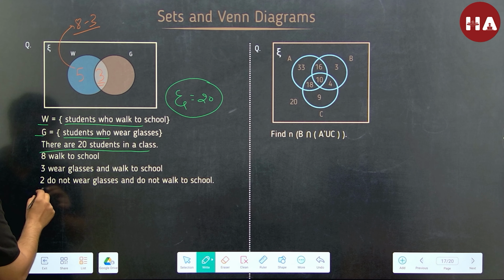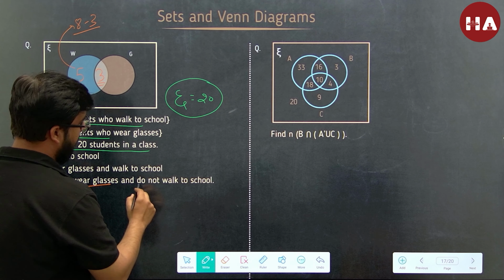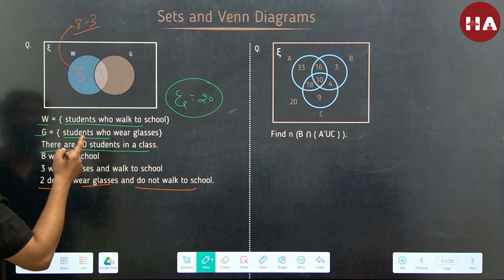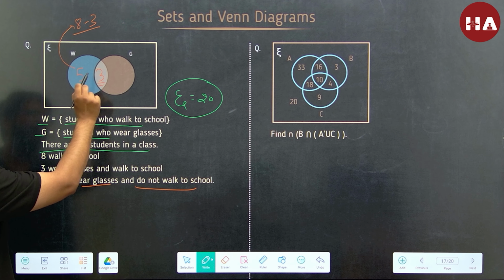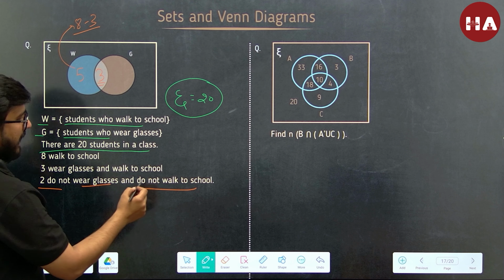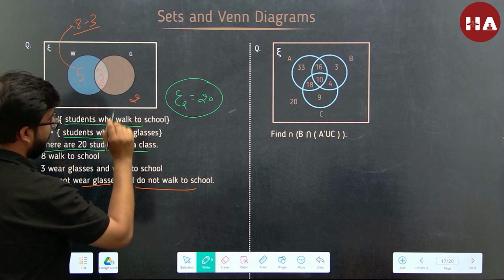Now, 2 do not wear glasses and do not walk to school. So this is basically what? A set that doesn't comprise any W or G. So the value will be lying in the universal set. So I'll write the value as 2.